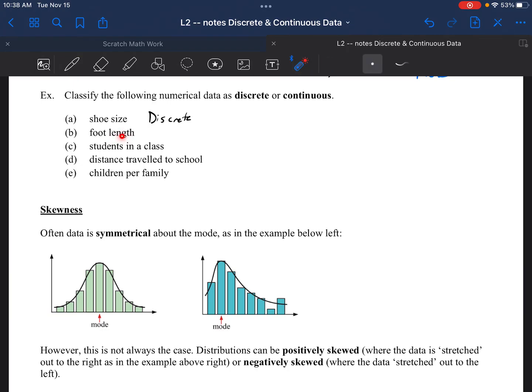Foot length, no, that's length, that's measurable. Students in a class, yeah, for sure, that's discrete. Hopefully we don't have any partial students in class. Distance traveled to school, that's measurable. Children per family, that's also discrete. Okay, so these three in black are discrete. I'll put the continuous data values in blue. Okay? But again, if you just start thinking, what can I measure and what can I count, I think that'll really help you with being able to differentiate between these two.